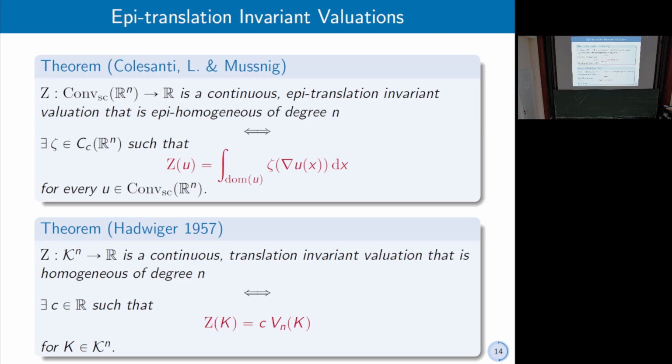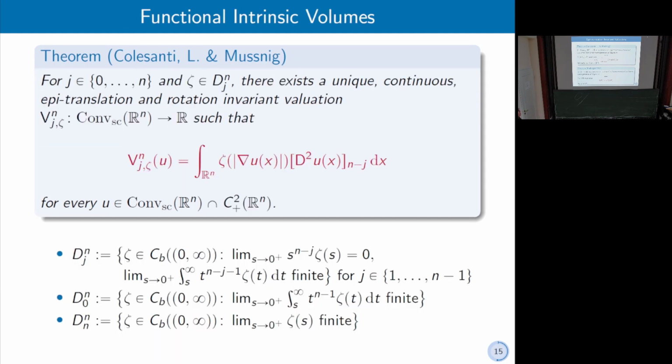Correspondence is not perfect, but it plays the role of volume in a certain sense. And then, since we wanted a version of the previous Hartwiger theorem, we have to define something like intrinsic volumes. And what we have is the following definition. We look at a particular class of functions.